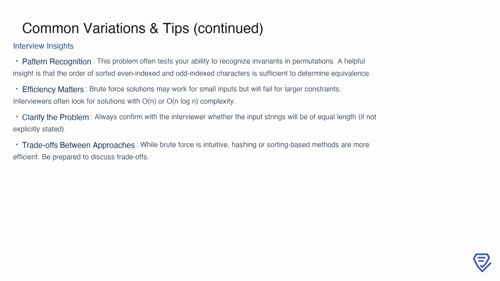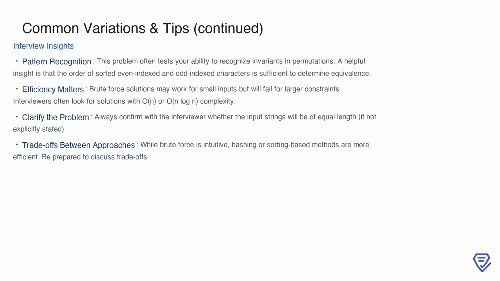Understanding the insights behind this problem can greatly enhance your approach. One of the key skills being tested is your ability to recognize patterns and invariants in permutations. A useful insight here is that you only need the order of the sorted even-indexed and odd-indexed characters to determine equivalence between strings. Efficiency is another critical factor. While brute force solutions might work for small inputs, they become impractical for larger constraints. Interviewers often expect you to come up with solutions that are optimized to O(n) or O(n log n).